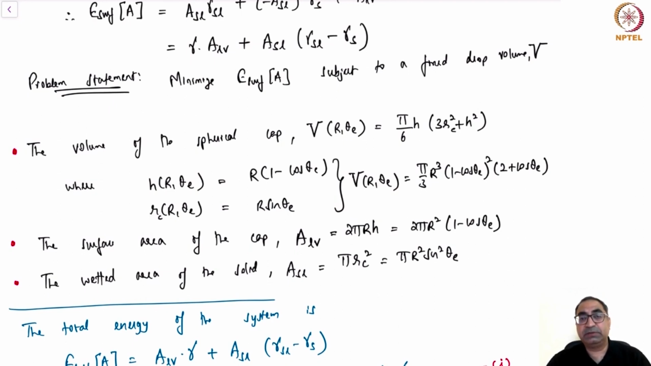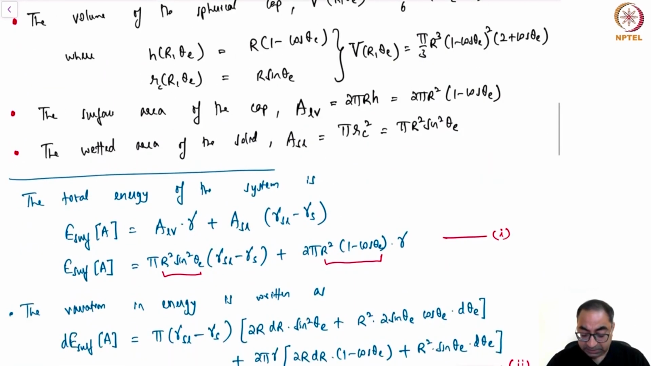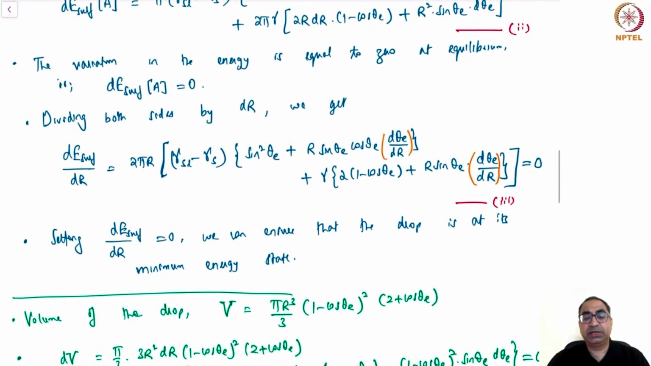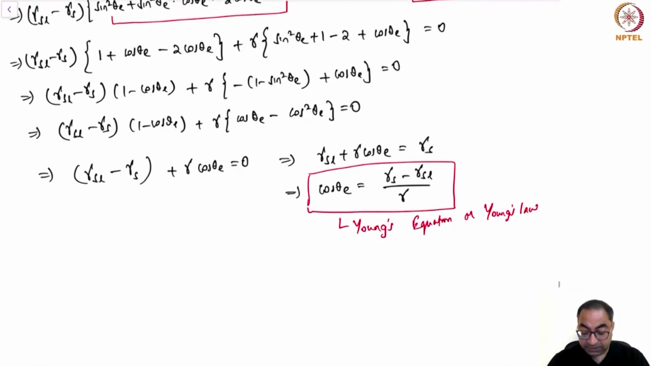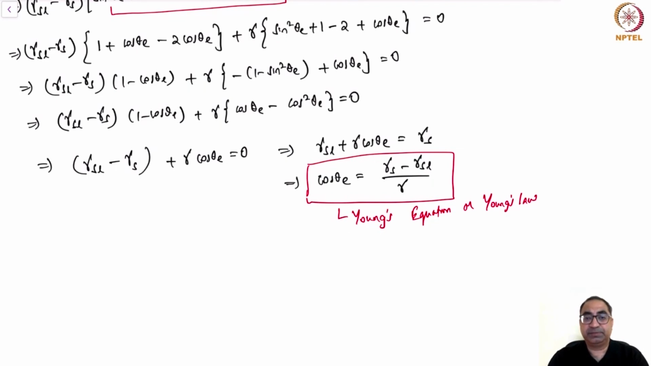We considered a variation of this energy, and we set the variation of this energy to 0, and we got this unknown quantity, which is the variation of the angle with respect to r. We imposed the volume constraint now. We said if the variation in the volume is 0, which means that the volume is constant, then we can combine the two relationships, and finally we can get the Young's angle. Okay, the Young's angle or the equilibrium angle, cosine of theta e, is simply related to the various surface energies that are present in the problem.